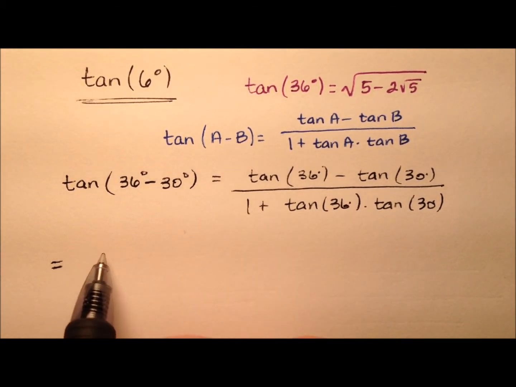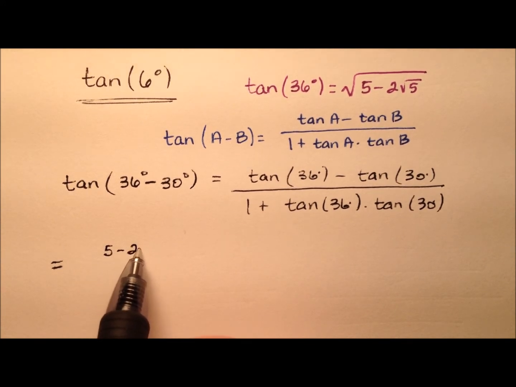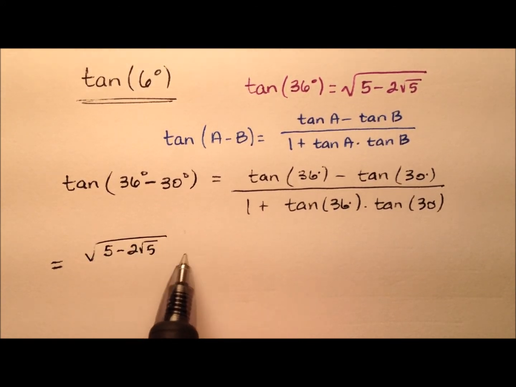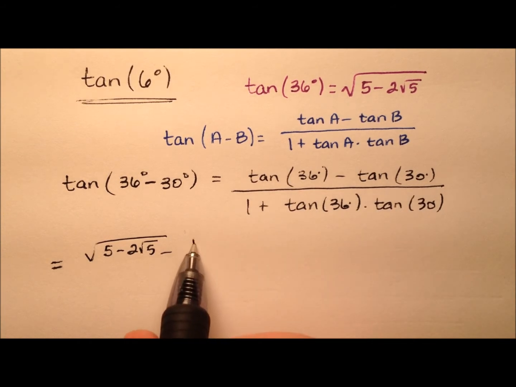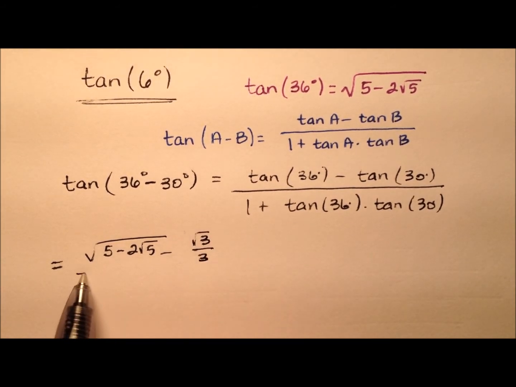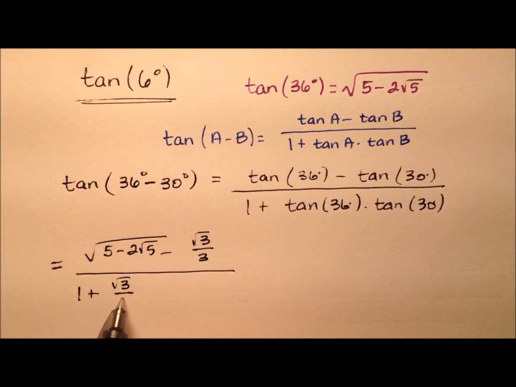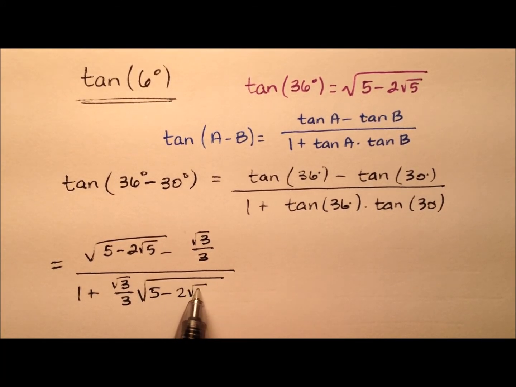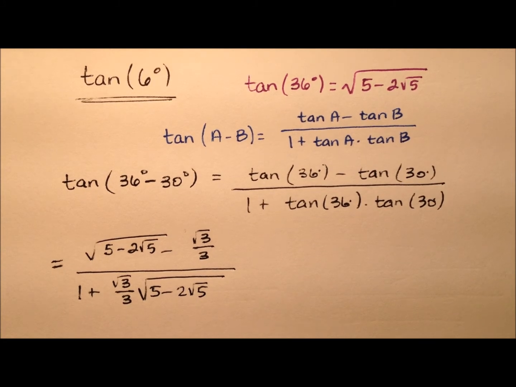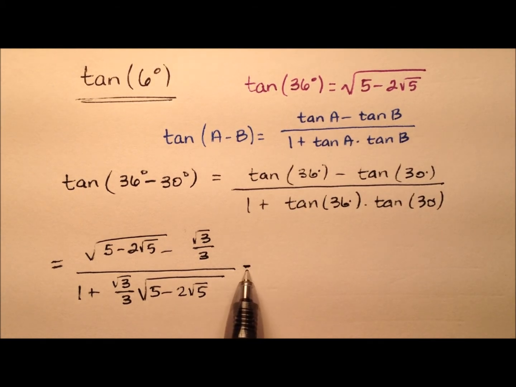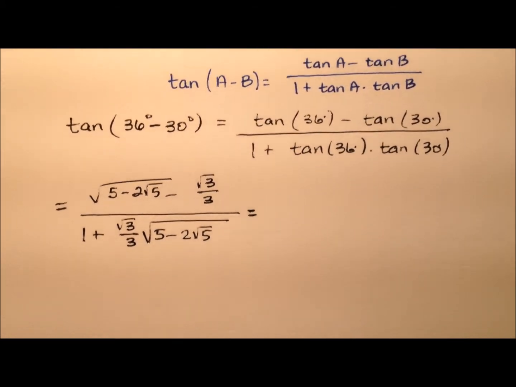So the tangent of 36 degrees is this radical expression right here. And we're going to subtract from that the tangent of 30, which is the square root of 3 over 3. And in the denominator, it'll be 1 plus, and then of course the product of these two. So let's go ahead and start with radical 3 over 3, and then multiply it by this radical expression. So here what you see is the exact value for the tangent of 6 degrees. It's just not very nice looking. So we're going to try to see if we can tidy this up quite a bit.